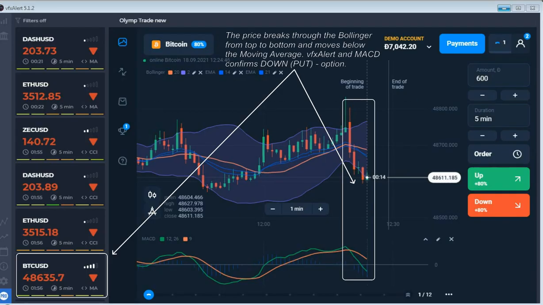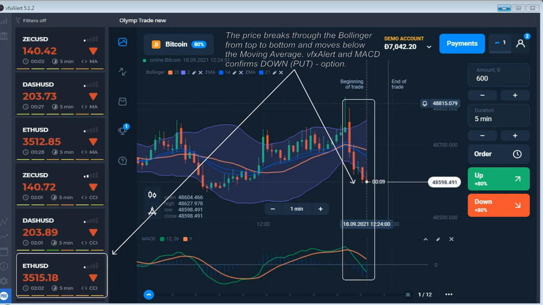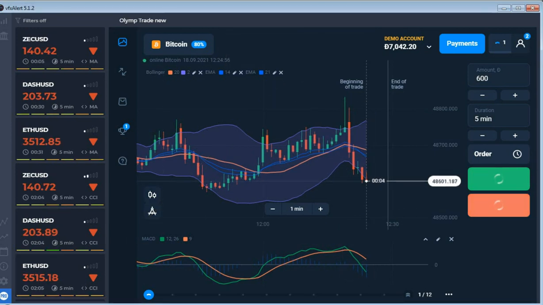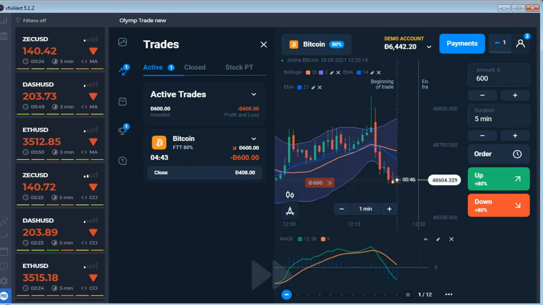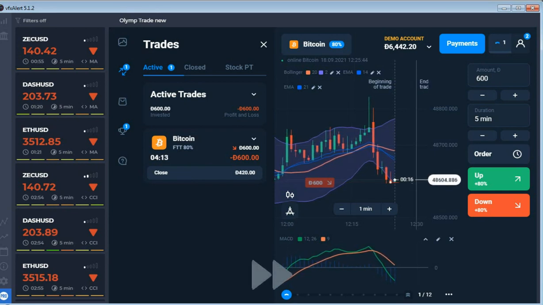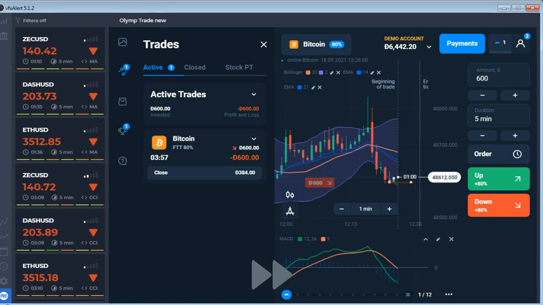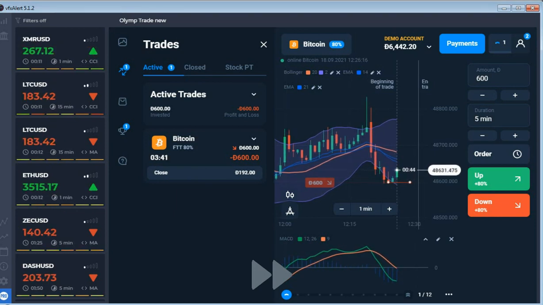The first deal will be in Bitcoin. A quick uptrend ending with a strong impulse through Bollinger and the moving average. MACD is below zero, vfxalert confirms a down option. We will hold a quick trading session and leave the market after 3 to 4 profitable options and no losses.